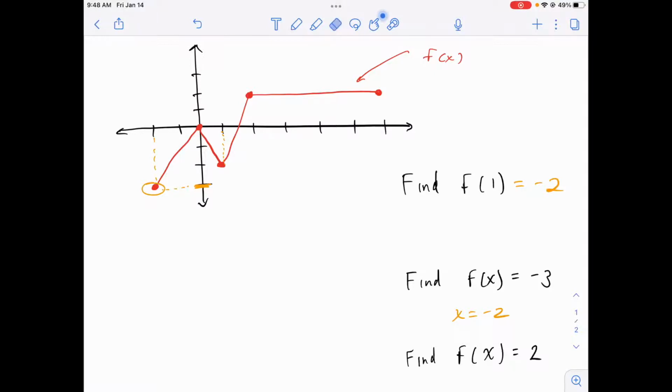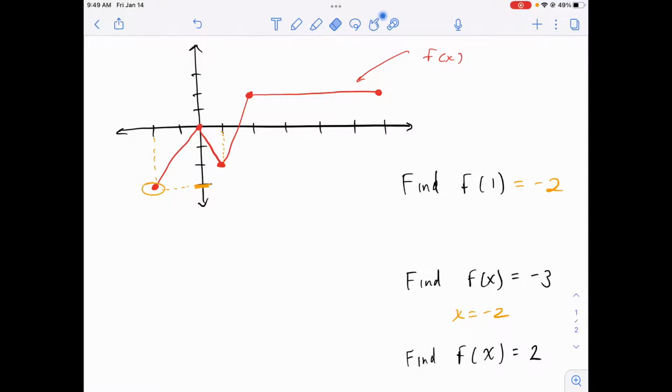Or as you might often see this written, x equals negative 2 is probably the easiest way to write that. So the first question they ask is what's the y value? Because for f of 1, you already know what the x value of 1 is, and they want to know what the y value is when the x value is 1. The second question is what's the x value when the y value is negative 3?